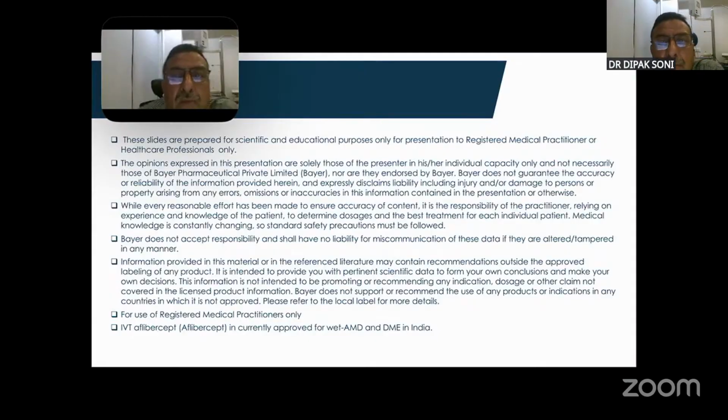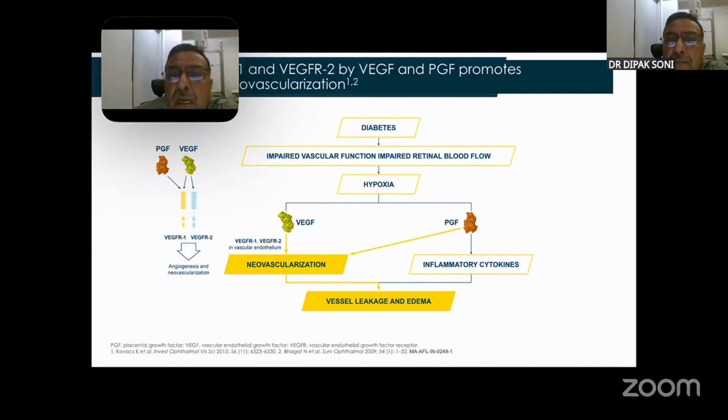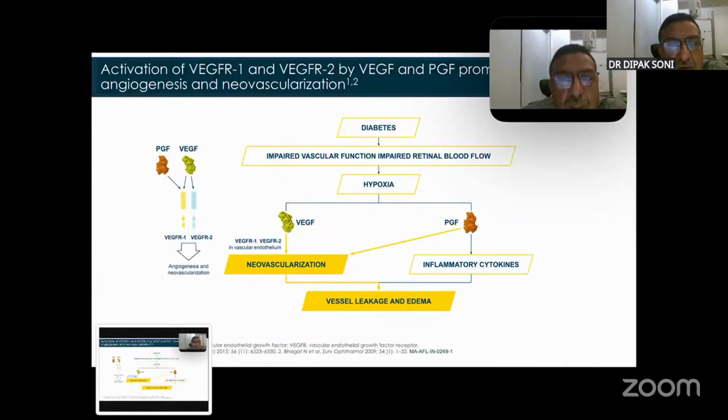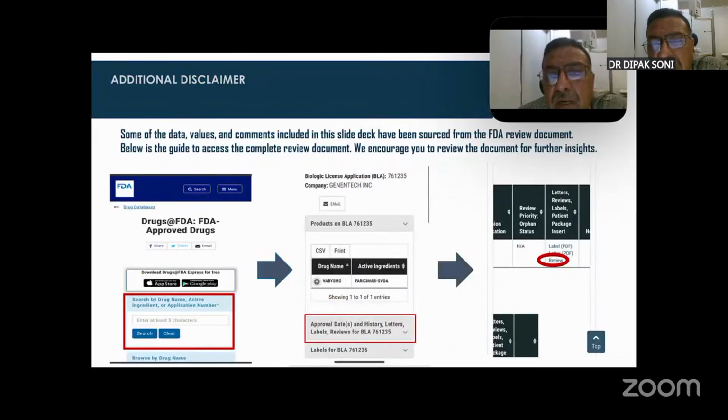In diabetes, there is impaired vascular function and impaired retinal blood flow. It leads to hypoxia, and due to hypoxia, vascular endothelial growth factor and placental growth factor are released. It leads to neovascularization of the vessels and inflammatory cytokines released by them, which cause vessel leakage and edema in the macula and retina in diabetic patients.